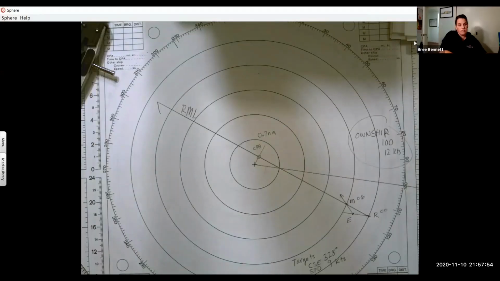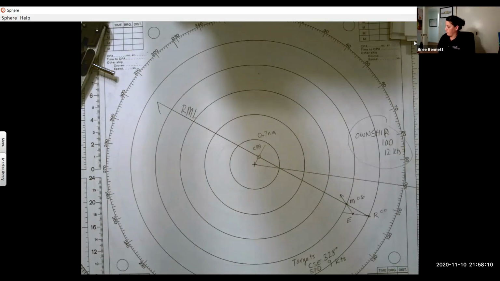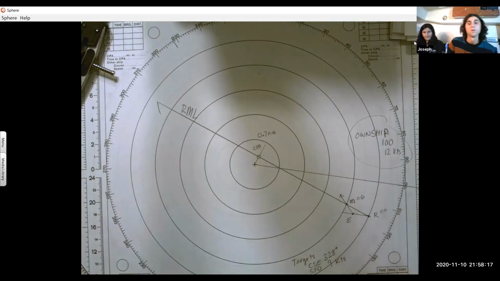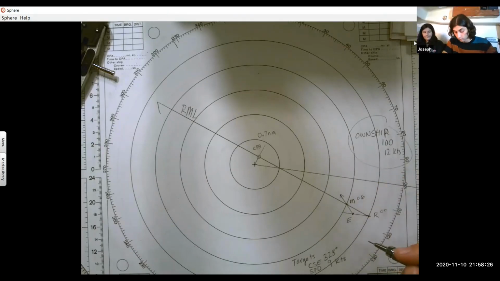Well, they don't have it. Yeah, am I muted? I'm not muted. I got 9. Okay, cool. And did you get the course? From E to M? Yeah. What course did you get? I didn't draw it, no.